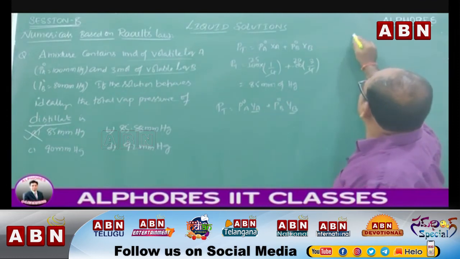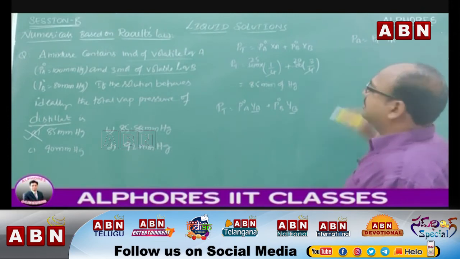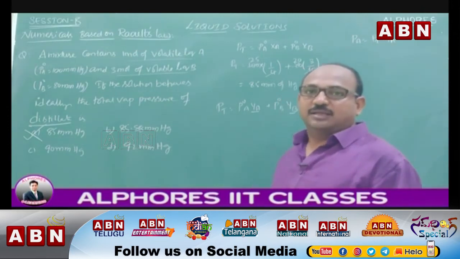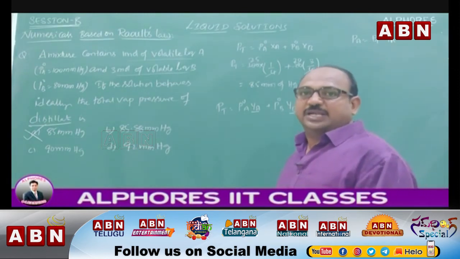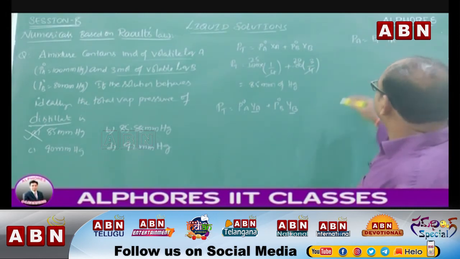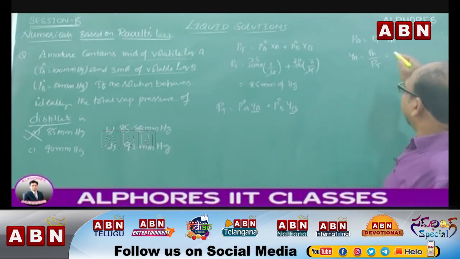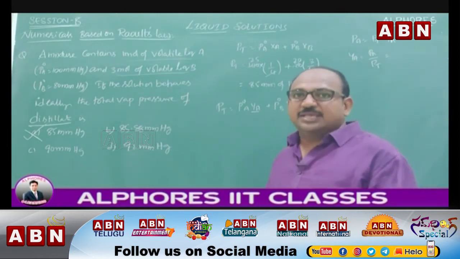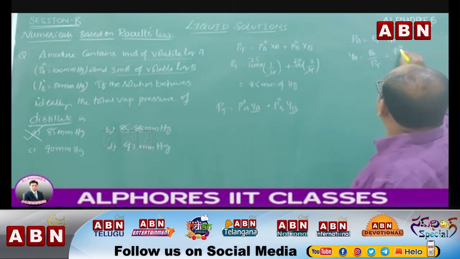As we know, PA is equal to P total into YA, right? As per Dalton's law, the partial pressure of A in the vapor state is equal to the mole fraction in vapor state into total pressure, and from this YA is equal to PA by P total. From Raoult's law, PA is equal to P0 A XA. That means we can also write this as P0 A XA by P total.